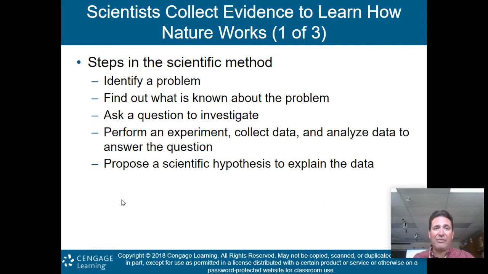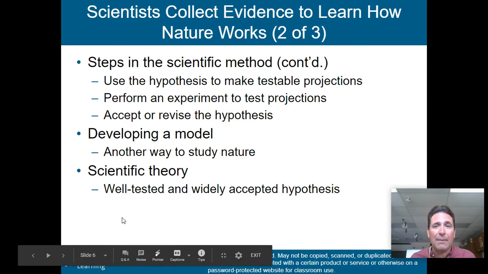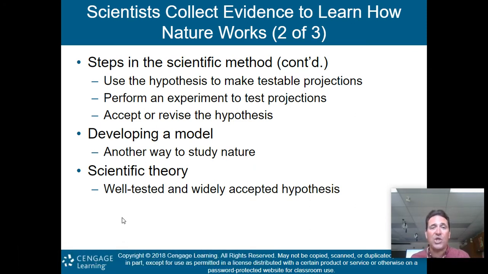What are the steps? We identify a problem. We find out what is known about the problem. That's your background information, right? We ask a question to investigate. We then perform an experiment. We collect data. We analyze that data to then answer a question, and then we propose a scientific hypothesis to explain that data. And then we continue. We use that hypothesis to then make a testable projection. We then perform experiments on that test projection, and then we either accept the hypothesis as true, or we revise it if what we're gathering isn't pointing to our hypothesis.